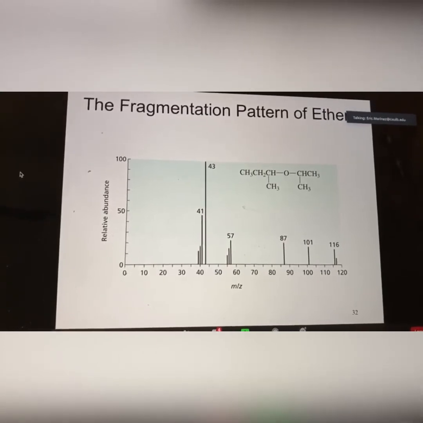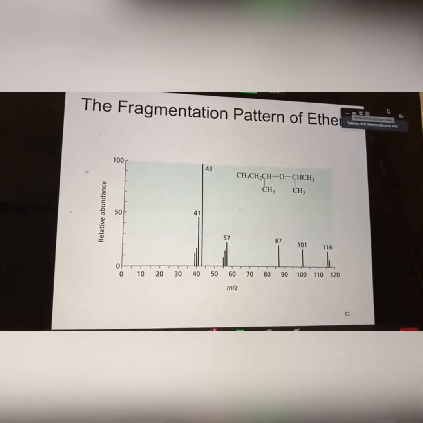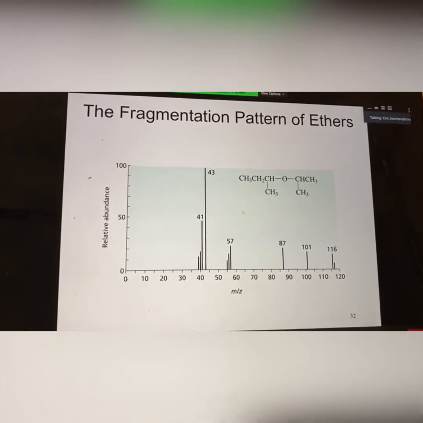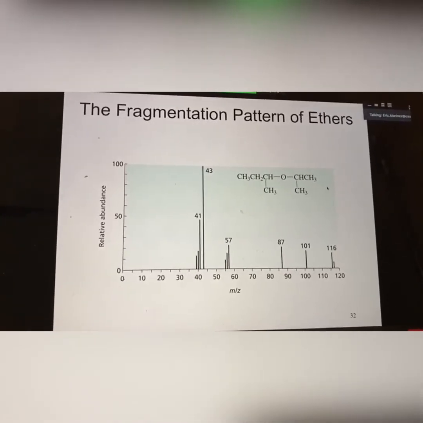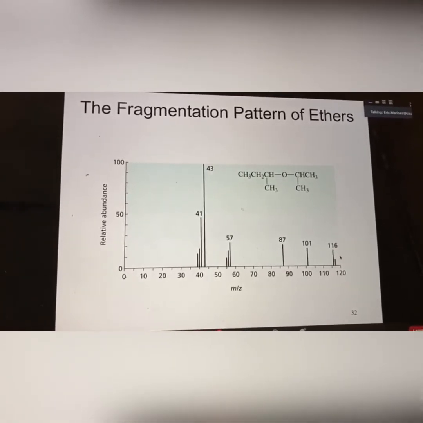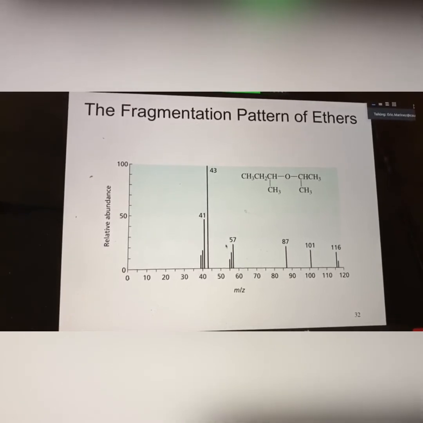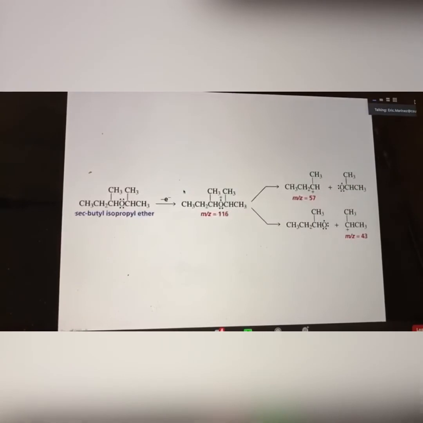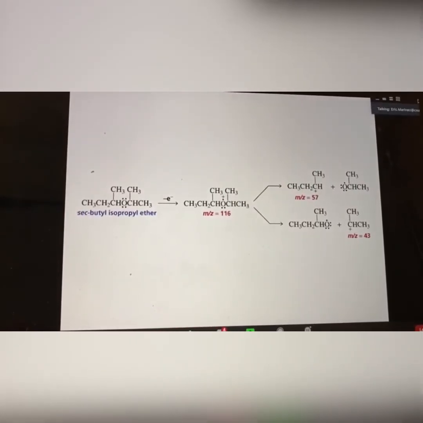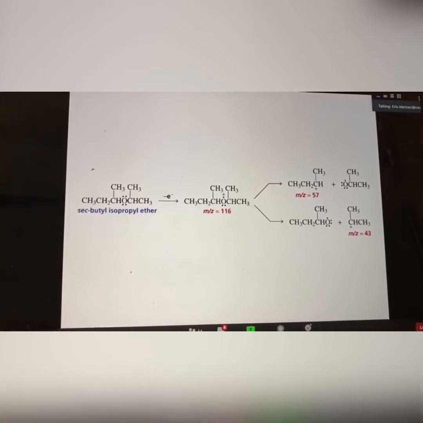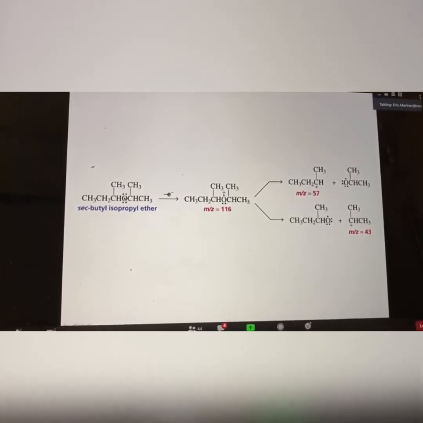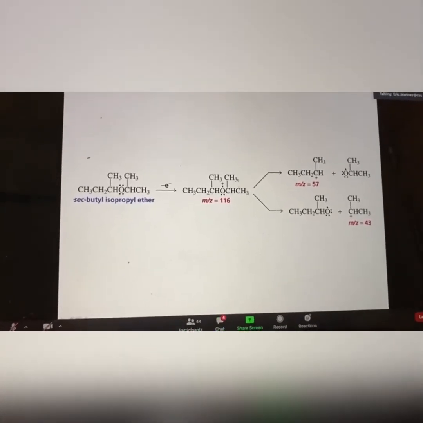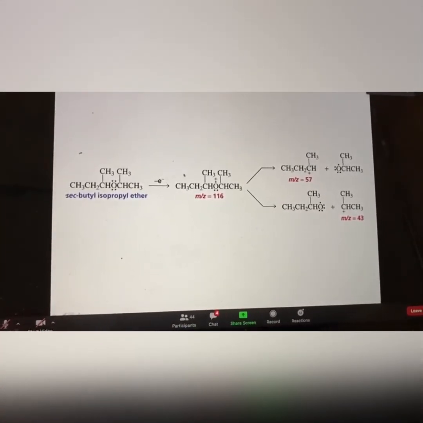Here's a fragmentation pattern of ethers. This could be another example. I could ask you this on an exam: 116, 100, 87, 57, 41, and 43. This is how it looks. This is sec-butyl isopropyl ether. Again, electron impact ionization. I'm going to kick off that electron, get this radical cation here.